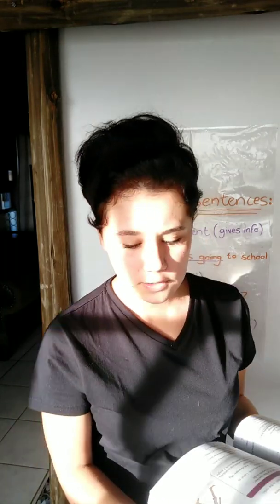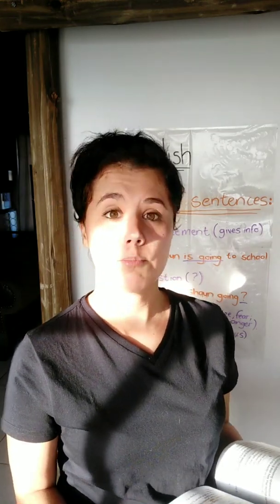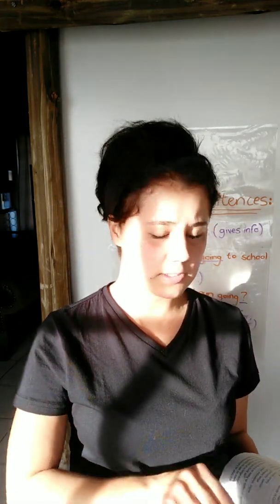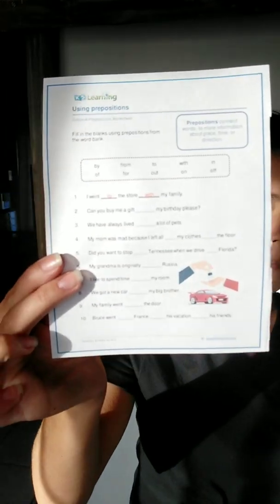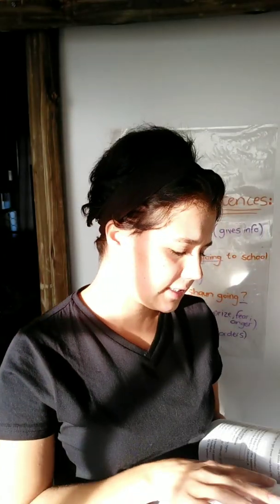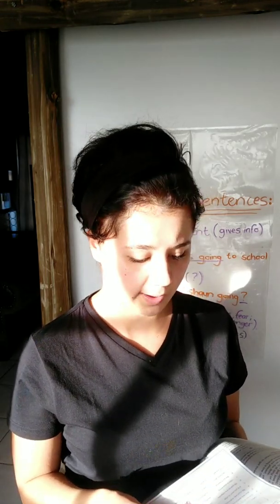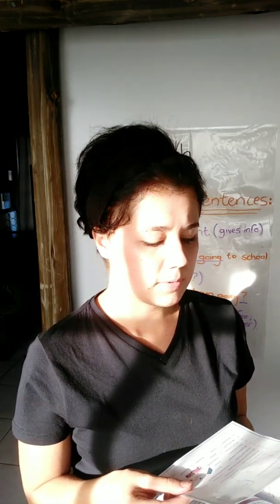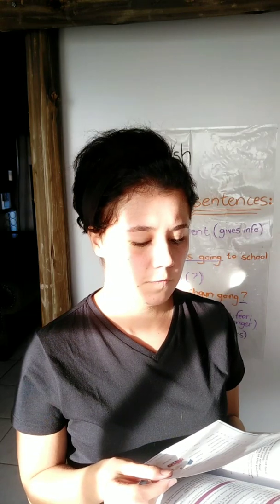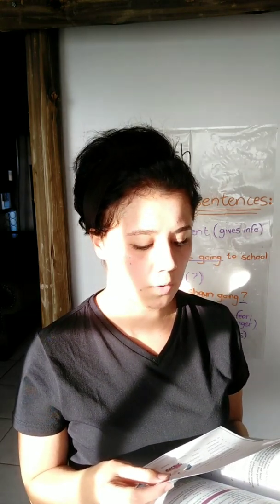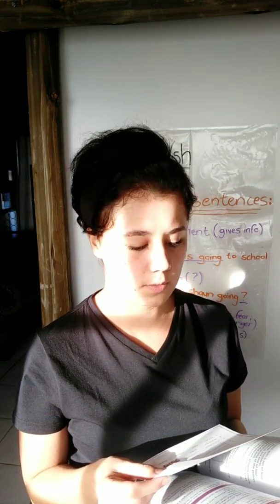Good, so let's look at the next activity. It's a prepositions worksheet. Now it looks like this. It's pretty simple and easy. You need to fill in the blanks using the prepositions from the word bank. Okay, so the prepositions in the word bank is by, from, to, with, in, of, for, out, on, and off.